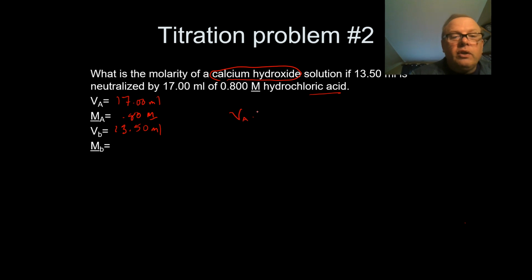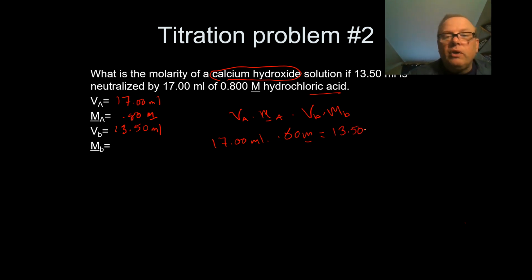Volume of the acid times molarity of the hydrogens, in this case molarity of the acid, times the volume of the base times the molarity of the base. Now, okay, so we have 17.00 milliliters times 0.80 molarity is equal to the volume of the base, which is 13.50 milliliters, times the unknown, which is this molarity of the hydroxides. And I solved for this, and I got a molarity of base, in this case, equal to 1.00 molarity.